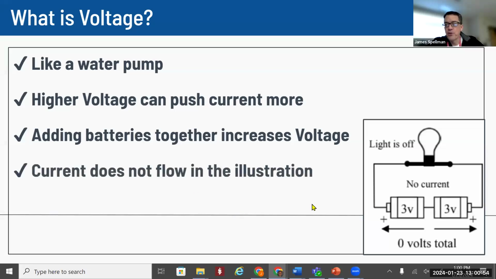Right. In this illustration, the current's actually not going to flow, even though we have two batteries. We've got them hooked up the wrong way. You may have done this when you've replaced batteries in a remote control or something. If you don't put them in the correct way, the thing still doesn't work.